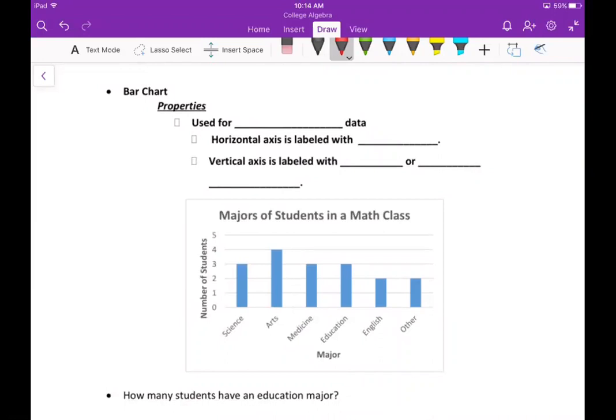And these are probably visualizations you've seen before. Histograms sometimes are a little less common to be seen, but bar charts, right? As you're looking down here at this example, it's probably something you've seen before. So bar charts are used for that categorical or qualitative data.